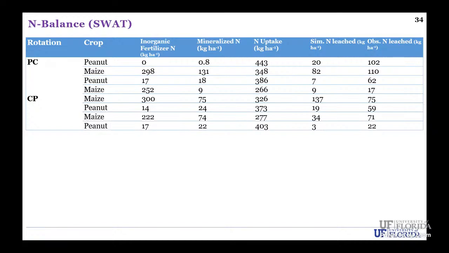Different crops, corn, peanut, and peanut-corn rotation, whatever the inorganic fertilizer that we applied, mineralized and N uptake. And this is quite high, 443 N uptake in peanut, 348 in maize. So these values are probably the result of not accurate, modeled measurements of the SWAT model in terms of total nitrogen predictions, right? So that caused higher uptake values as well.